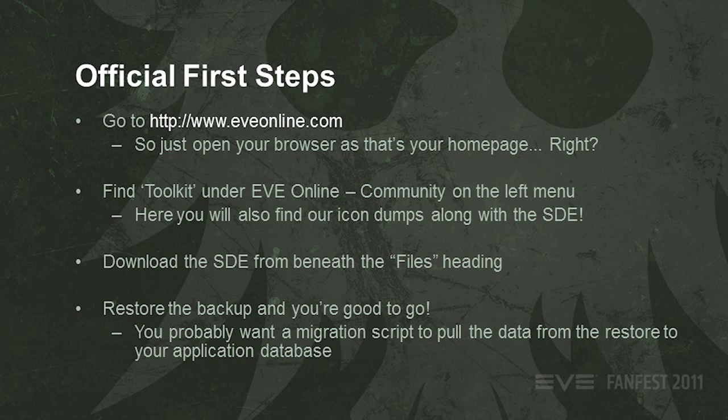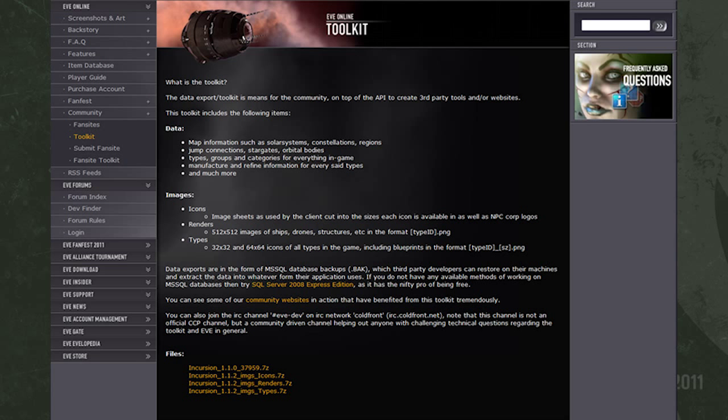Where to get your hands on this dump is our homepage, eveonline.com. Under Community, on the left menu, you'll find the Toolkit link, and there you can download both the SDE and all the icon dumps. Here is a picture of this little thing, and you'll see right there, this is the data dump. These here are then the icon dumps.